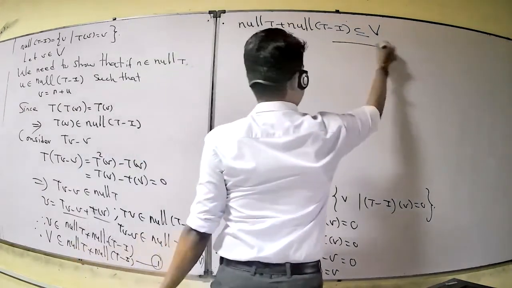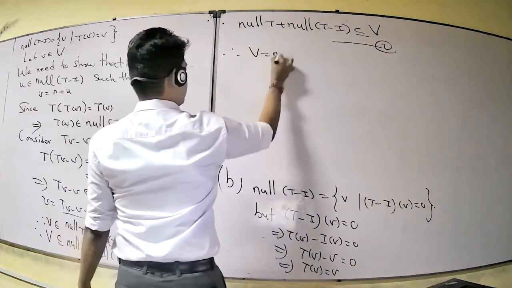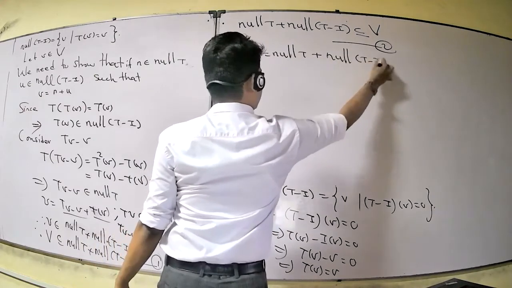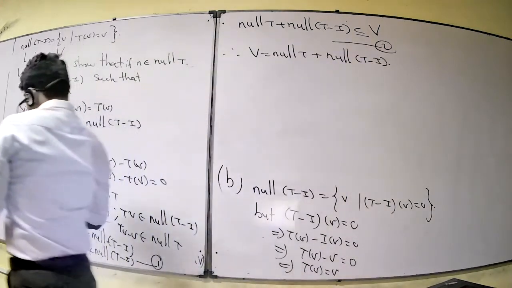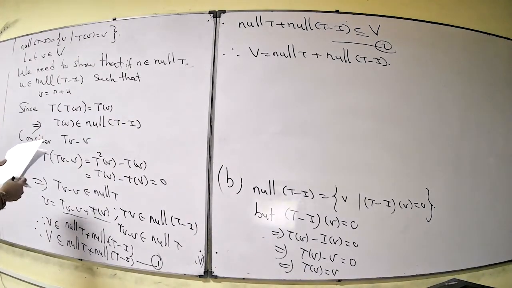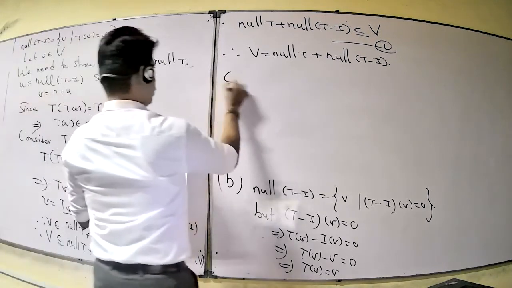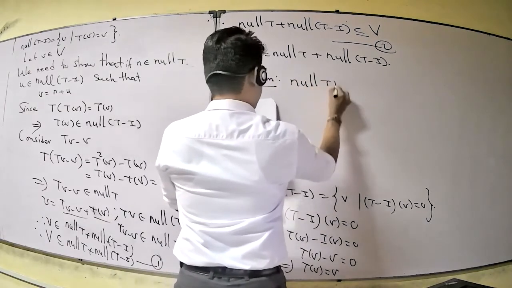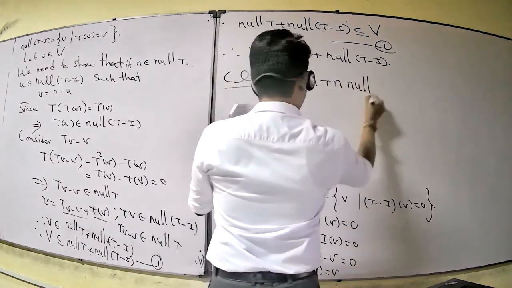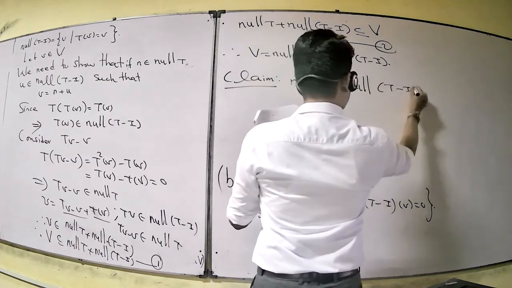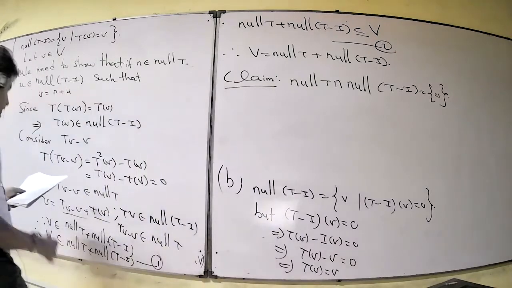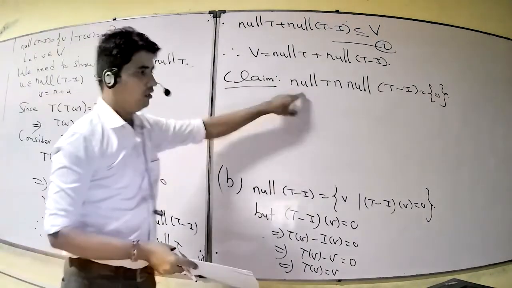Second one, 1 and 2 imply B equals null of T plus null of T minus I. Now you want to show the intersection. Your claim is that null of T intersection null of T minus I is the singleton 0. For the direct sum condition, for the second claim, you want to prove this condition.